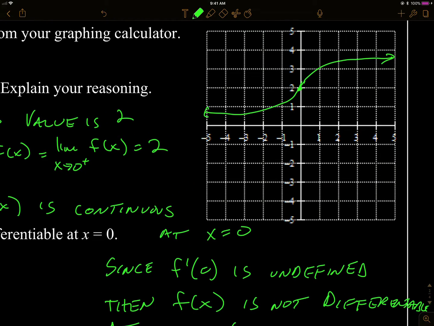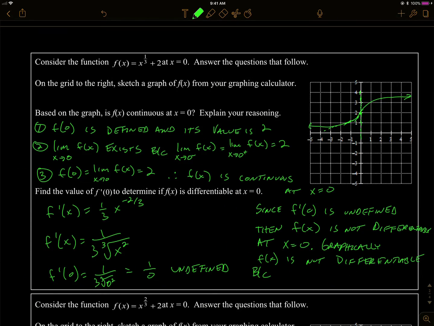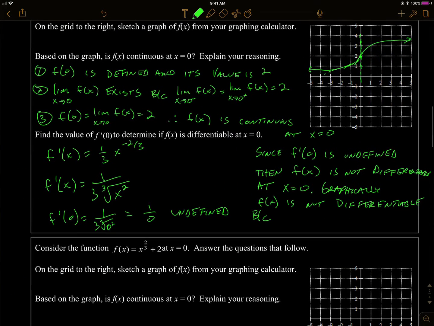So that's what's going on there. You can see that if I draw tangent lines leading up there, I have all my unique tangent lines leading up to the point 0. When I get to 0, the tangent line goes vertical, and the slope of that line is undefined. So that's why it's not differentiable.